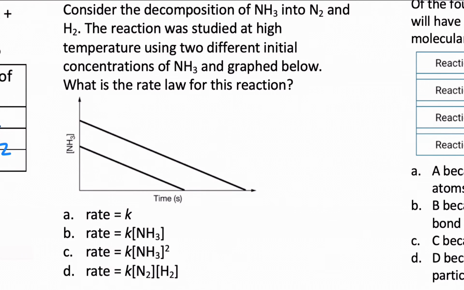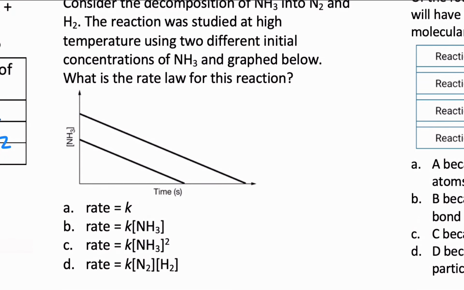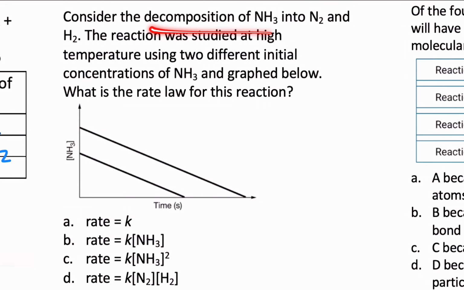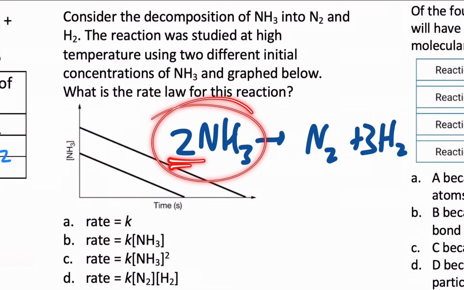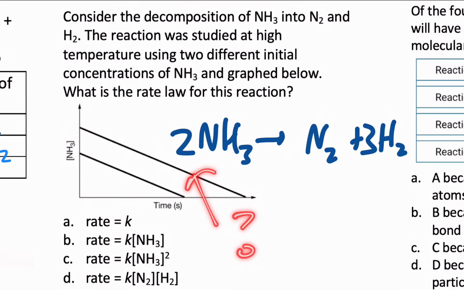Okay, moving on. Consider the decomposition of ammonia into nitrogen and hydrogen. The reaction was studied using 2 different initial concentrations and graphed. What is the rate law? So decomposition of ammonia, I could just think quickly about what that looks like. That's ammonia becoming nitrogen and hydrogen. A rate law is just going to depend on the reactant. It'll be 2 ammonias becomes 1 nitrogen and 3 hydrogens, but I don't know what the order is because it doesn't necessarily match the coefficient.